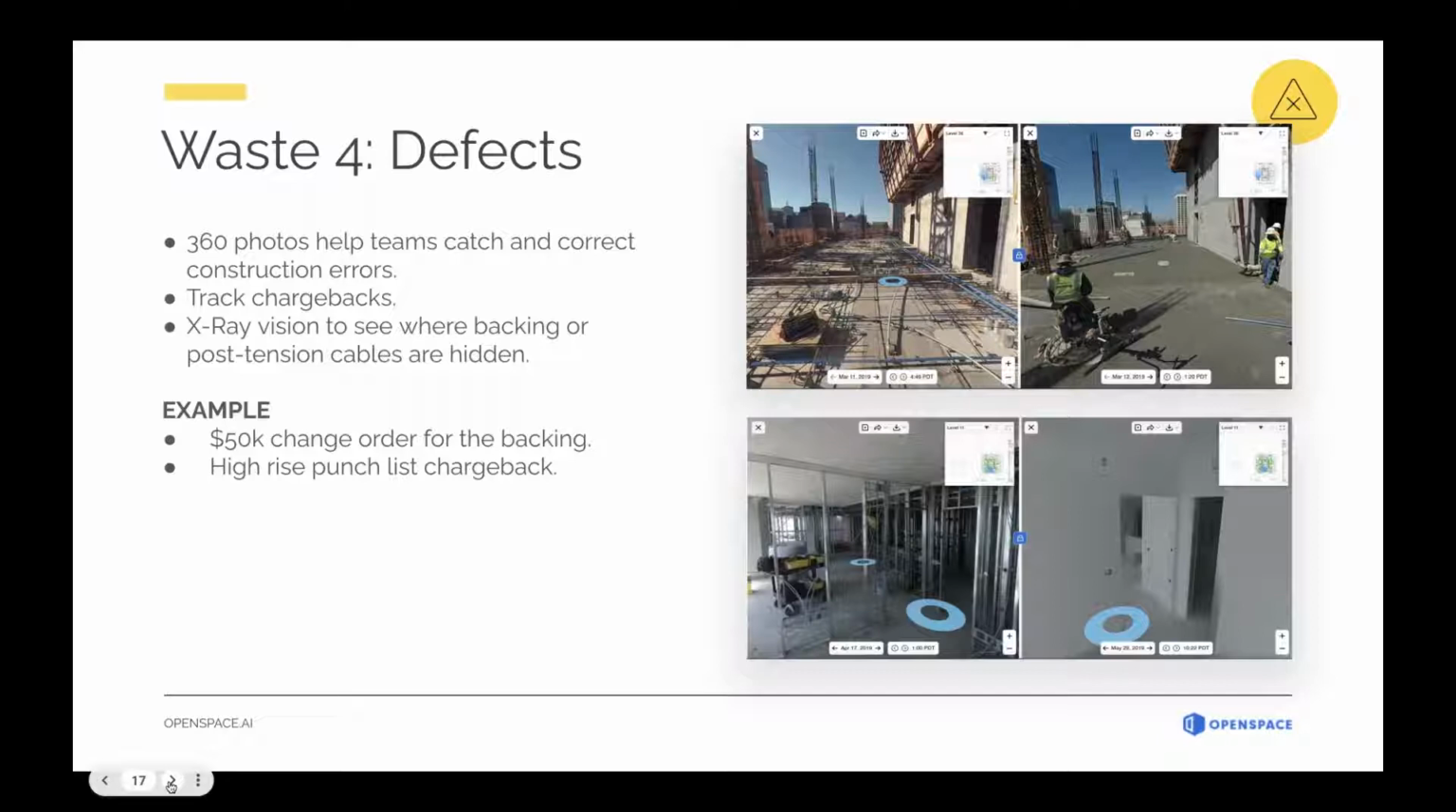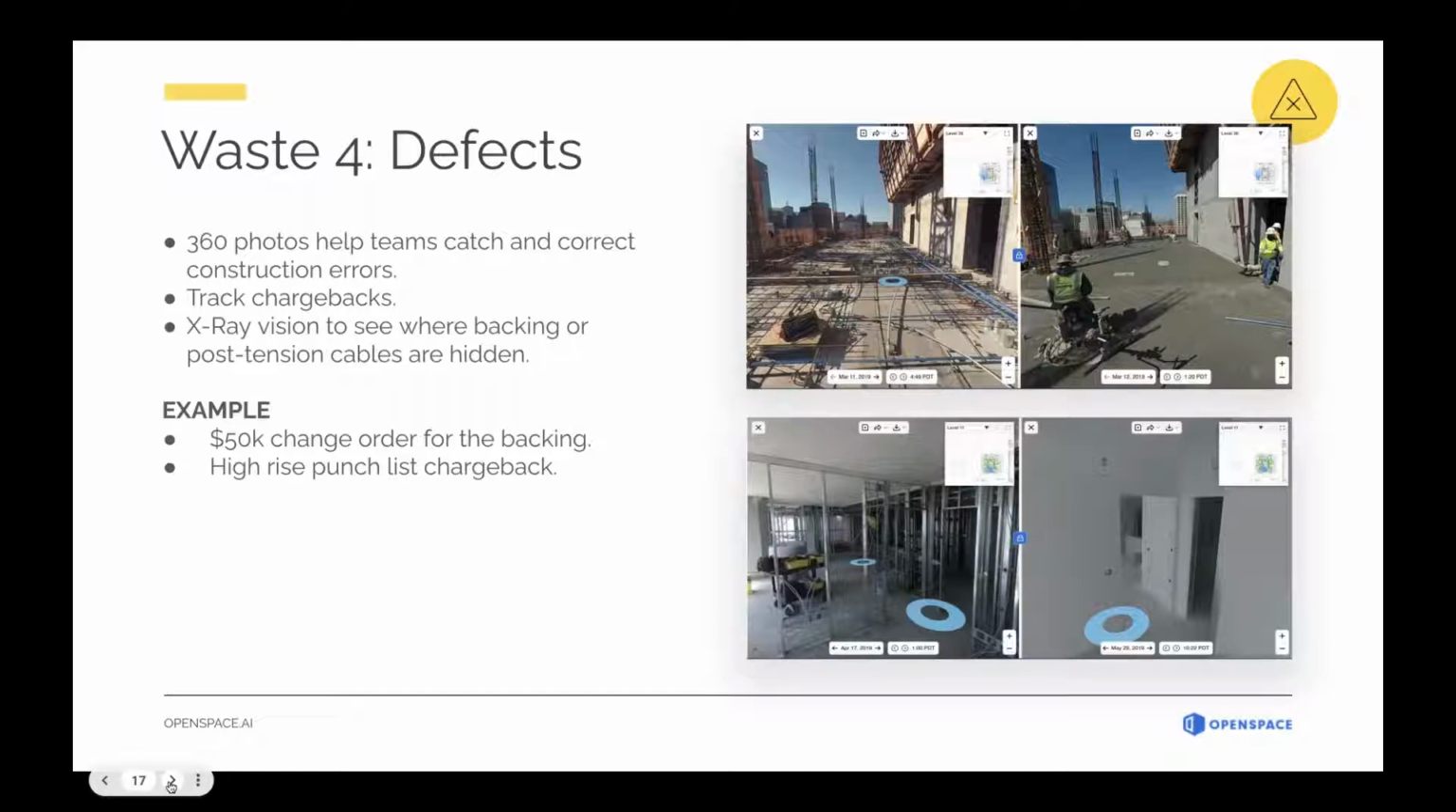And a similar example on a change order for a project, they were able to save a $50,000 change order just because they had that ability to see behind the walls, because they had captured it in 360. Because oftentimes it's the photo that you don't take, right? And with automated 360 technology, you're basically ensuring that you're capturing everything on the project, right?